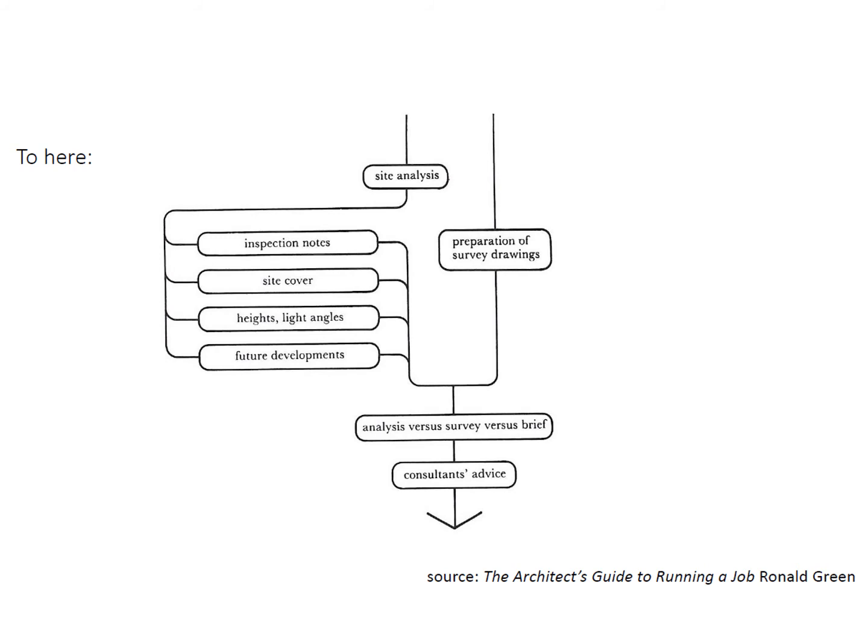Okay, so at this point here we are. We have carried out our survey. We've taken all the information together. We've prepared our drawings, and then we can compare. So we carry out an analysis of survey drawings versus the brief to see if it's feasible. Those two things will come together, and then you'll finally start to consider form on the design of the building.